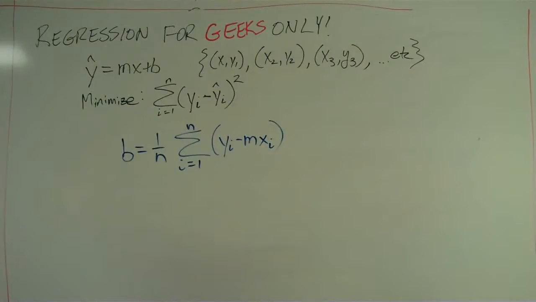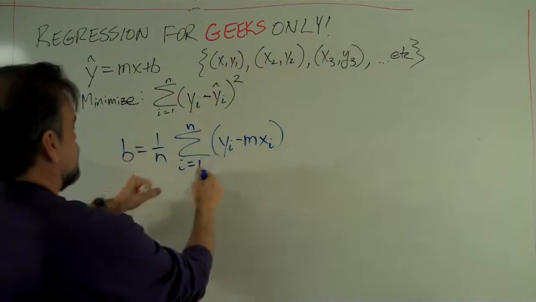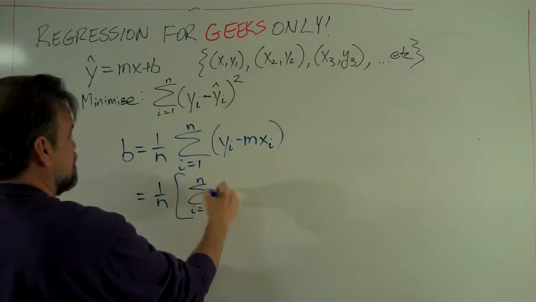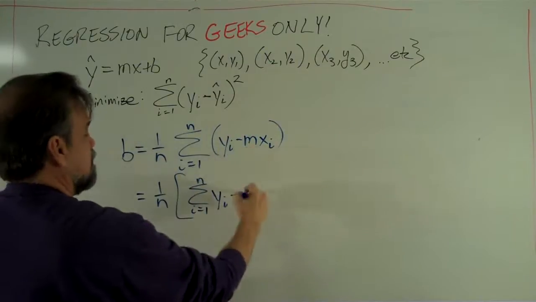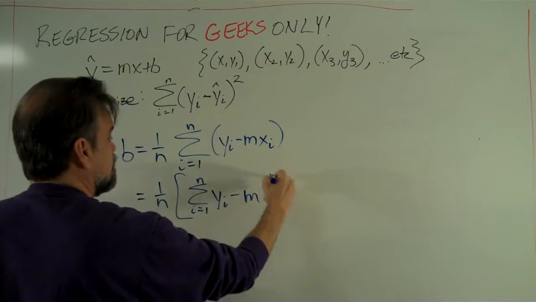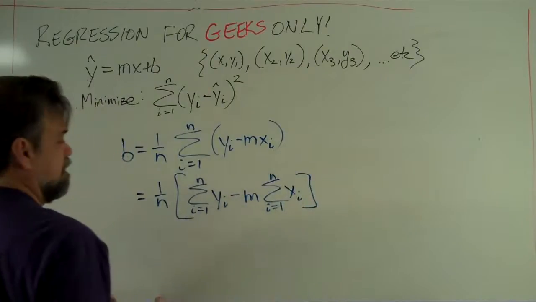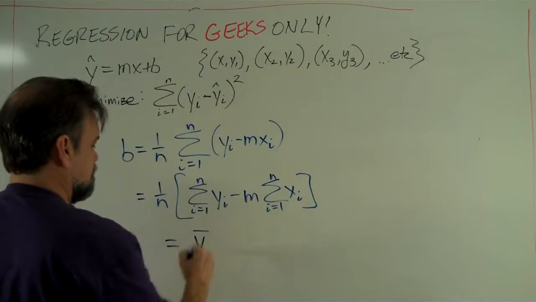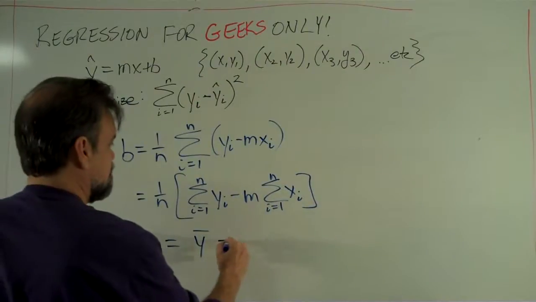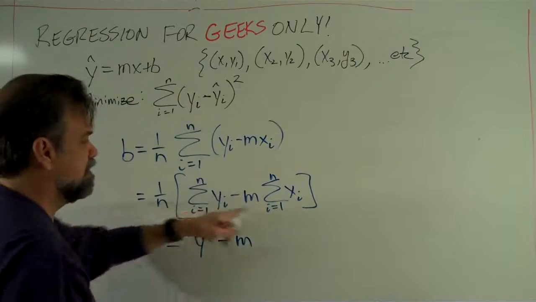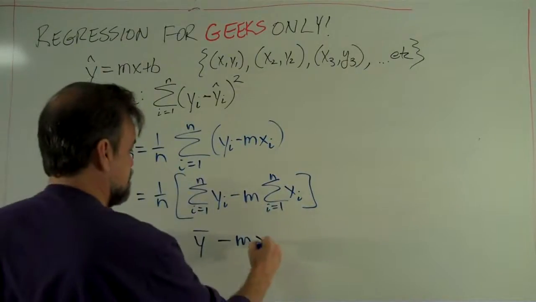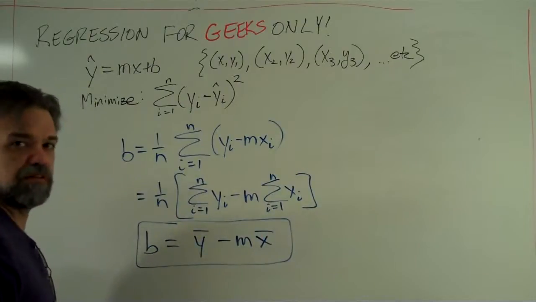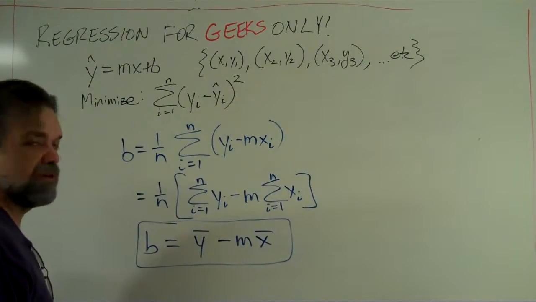Okay? And so now I can split this up one more time, and I can say this equals 1 over n times the sum as i goes from 1 to n of yi minus m times the sum as i goes from 1 to n of xi. And look, 1 over n times the sum of all the y's, that's just the average of the y's. And m times 1 over n times the sum of all the x's, that's just the average of the x's. And holy moly, it all simplifies out to this, that b equals y bar minus m times x bar.